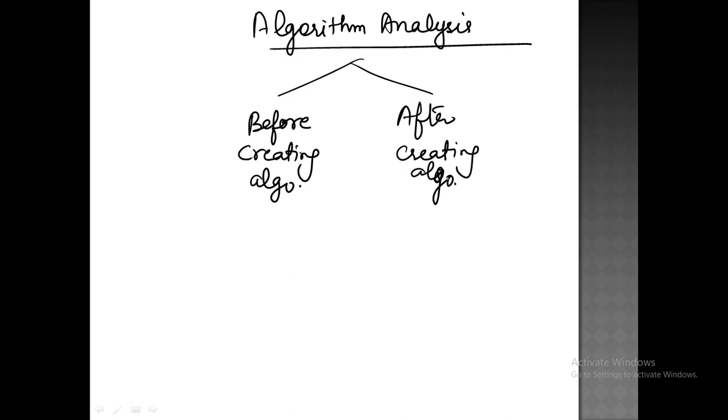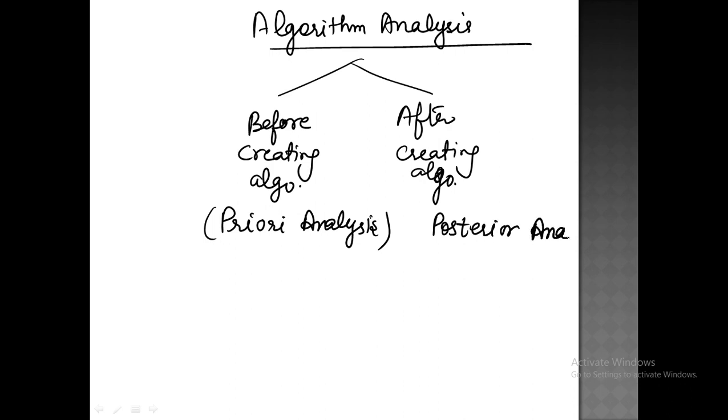There are two types of analysis of algorithm. First, before creating the algorithm, and second, after creating the algorithm. The first, before creating the algorithm, is known as priori analysis, and the one after creating the algorithm is known as posterior analysis.